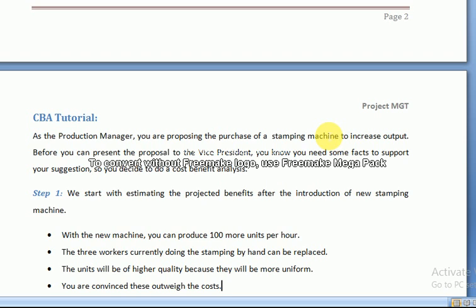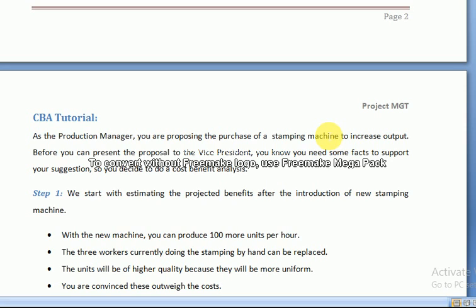So this is a very technical and very important thing, that when a project manager makes the CBA analysis of a project, he or she must properly calculate all the benefits relating to the project. Number one, no benefit should be left out of the calculation. Number two, all the costs relating to the project must be calculated. No cost should be left out of the calculation.